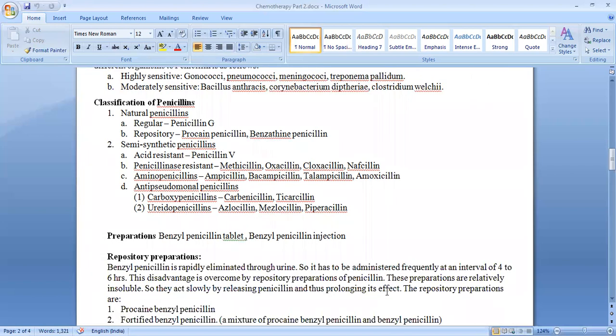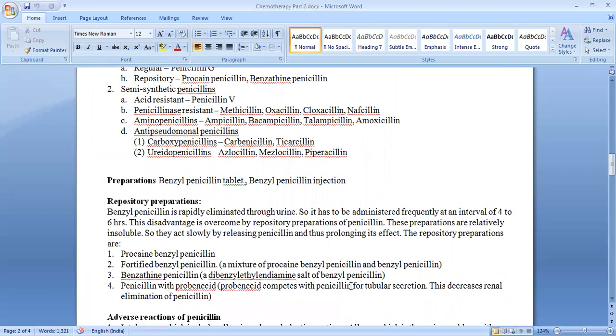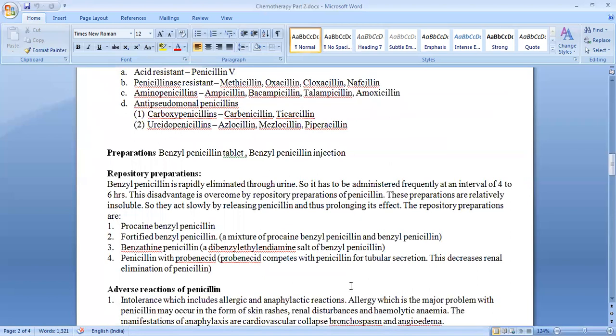Benzyl penicillin can be given in the form of tablet or injection. The repository preparation, as I said, is a slow release form. They are insoluble compounds, because of which they release the drug very slowly, and the effect is prolonged. So procaine benzyl penicillin, fortified benzyl penicillin, benzathine penicillin, and combining penicillin with probenecid, all these help to increase the duration of action of the penicillin. So all of these can be used.